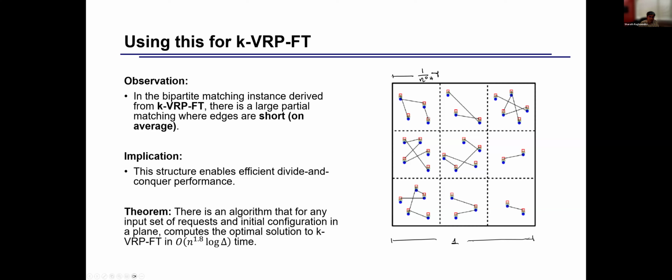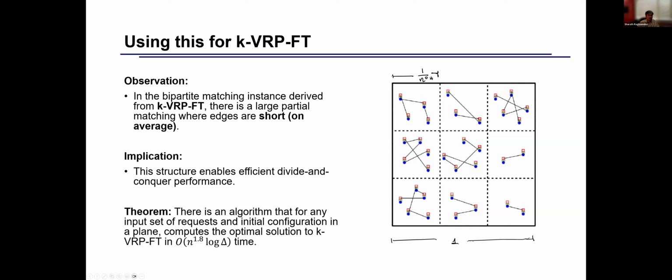Essentially, if you look at it in the context of matchings, you get a matching of size n minus n to the 0.8 in this graph. So you have matched most of the points in this matching that I constructed, except a small number, n to the 0.8 many. And if you look at the cost of these edges, it's not a lot. Each of these edges is about n to the minus 0.4 in length, so they're actually pretty small.